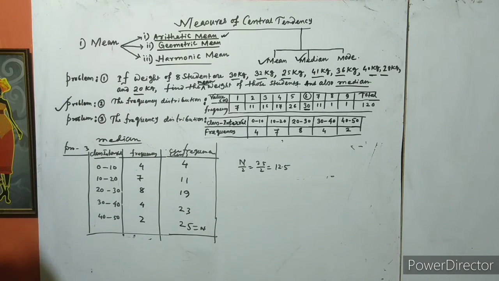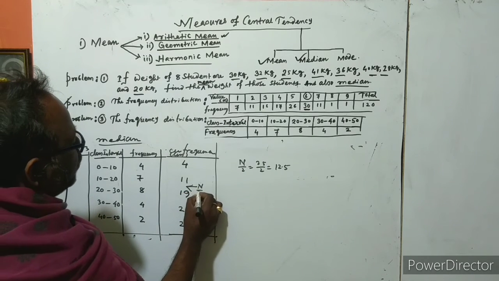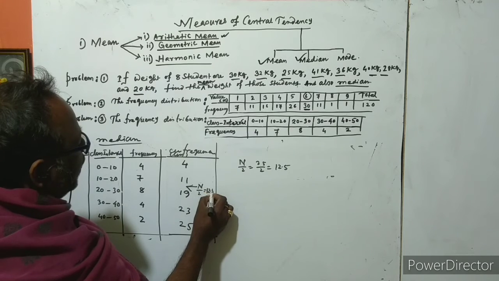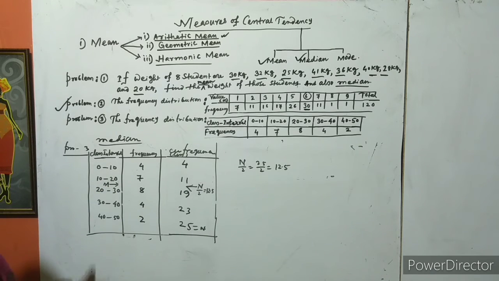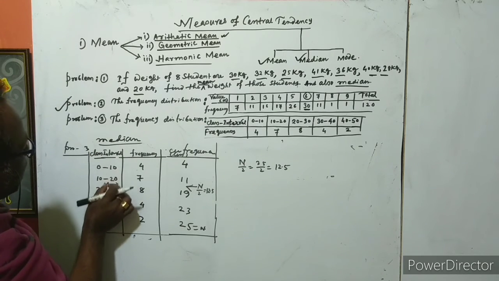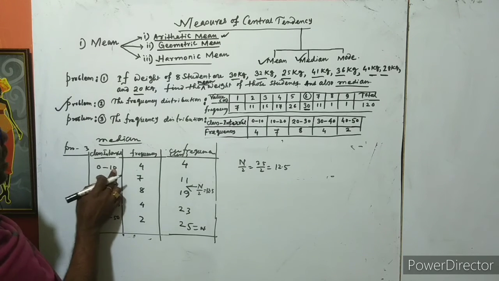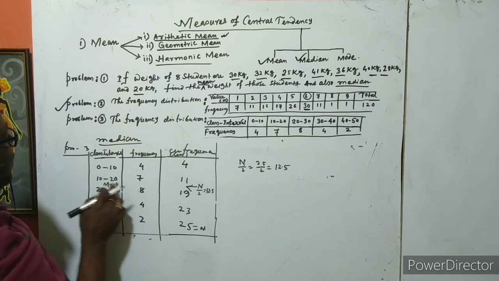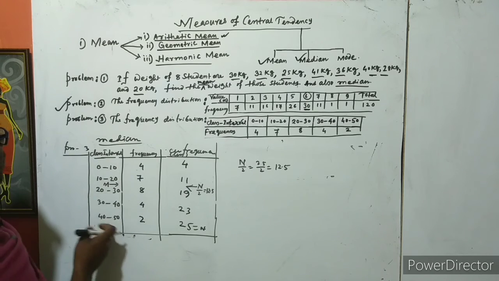See, 12.5 lies on the cumulative frequency in this position. This is n by 2, which is 12.5, and in between these we have to find the median. The median lies in the interval 20 to 30. Don't look at this portion; we follow 10, 20, 30, 40, 50 according to this column. 4 is the frequency less than 10, and 11 is the frequency less than 20. So follow only this column, not this side.